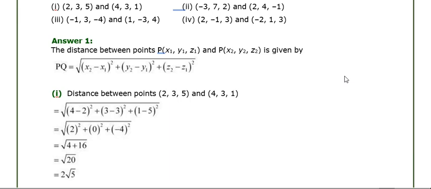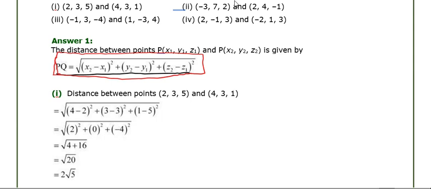Alright, so this single formula you have to remember, and then you can answer all the questions very easily. So please kindly remember this formula. This is known as the distance formula in 3 dimensions. The distance between any 2 points in 3 dimensions is the square root of (x2 minus x1) square plus (y2 minus y1) square plus (z2 minus z1) square.